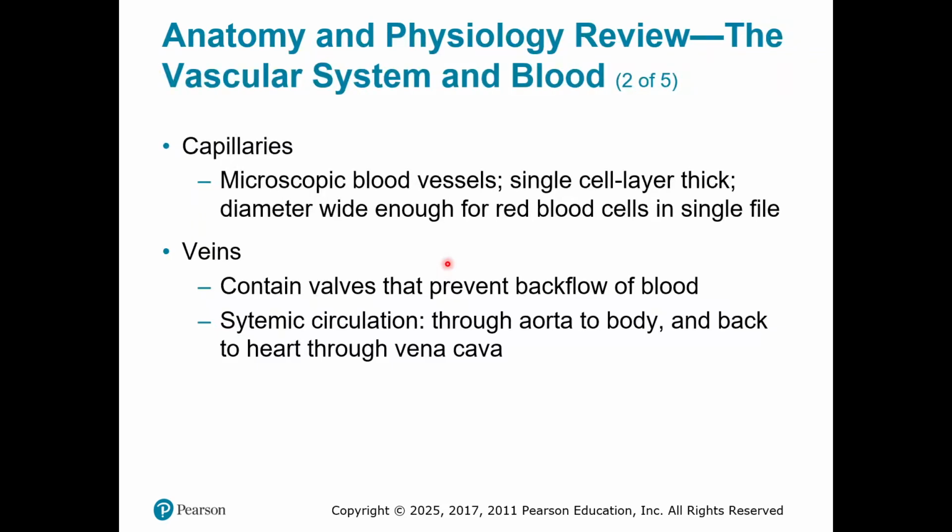And then we have veins. Veins contain valves that prevent backflow of blood. Occasionally when you're starting an IV, you'll hit one of these valves. It's an area where the vein is thinner, or maybe more constricted. Either way, they're used to help increase pressure to send that blood back up to the right atrium. Systemic circulation goes through the aorta to the body, and then back to the heart through the vena cava.